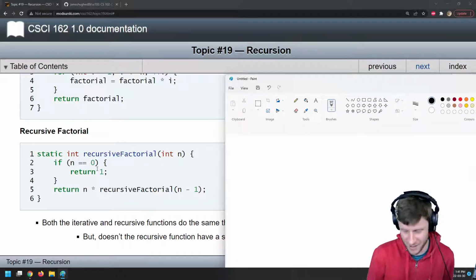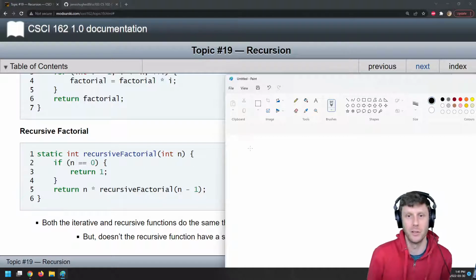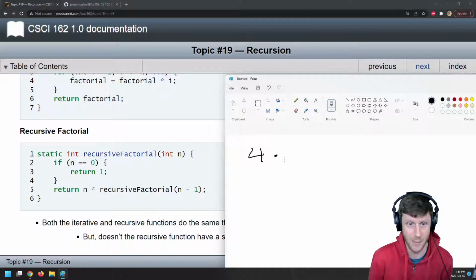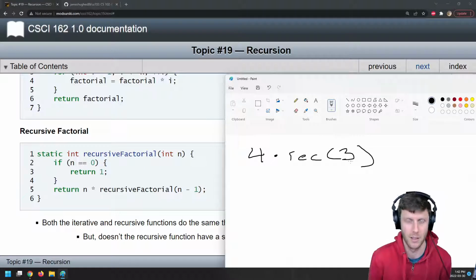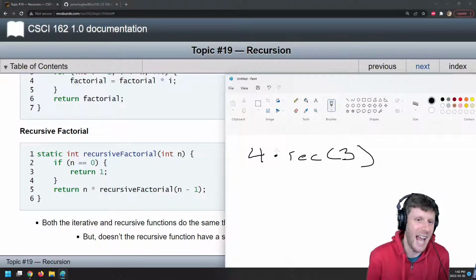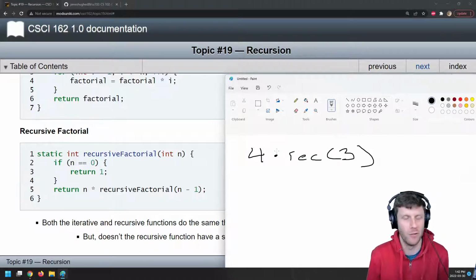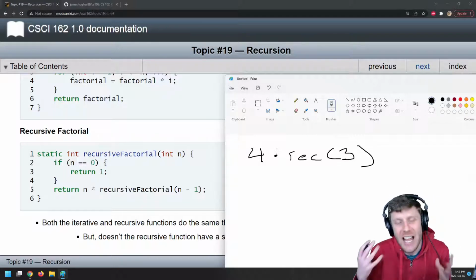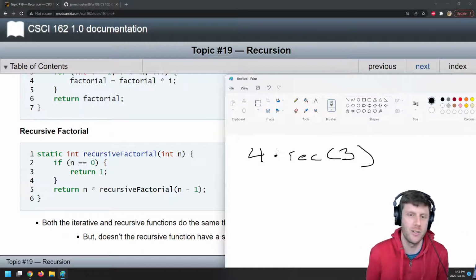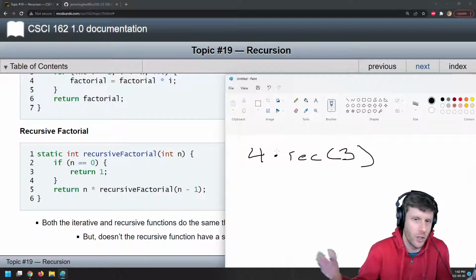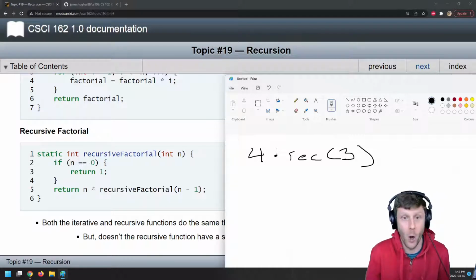So watch what'll happen. n is 4. Great. Is n equal to 0? Is 4 equal to 0? No. So we skip that if statement and we just return 4 times, I'll call this rec of 3. But I can't actually return a value from that line 5 there until I have evaluated what recursive factorial of n minus 1 is, of what recursive factorial of 3 is. So I call the function. Okay, great. So I call this function, but n is 3.